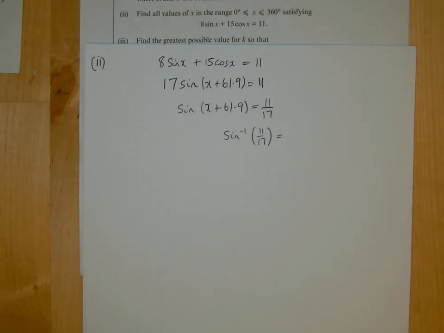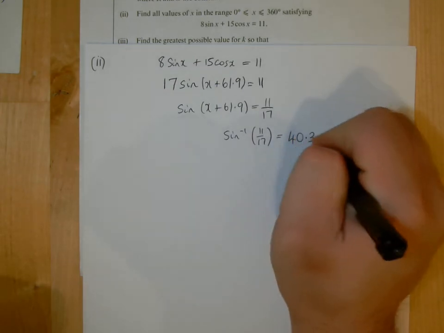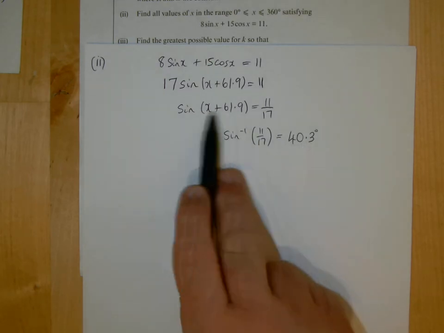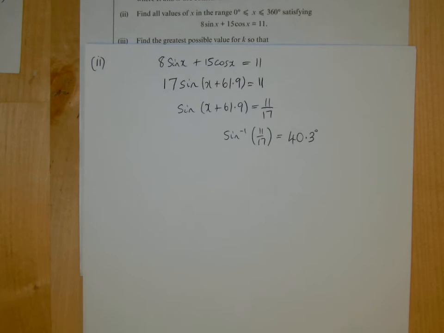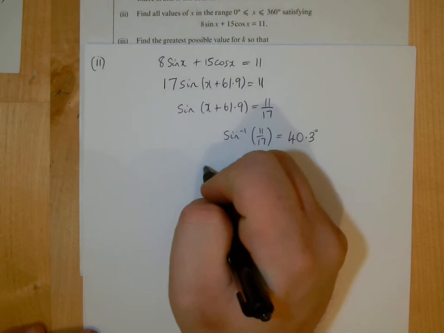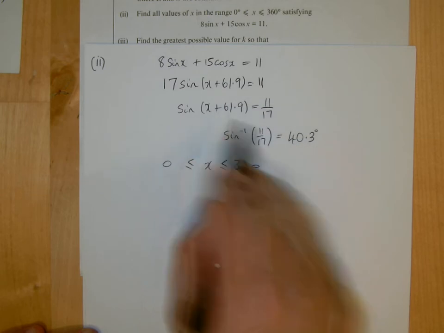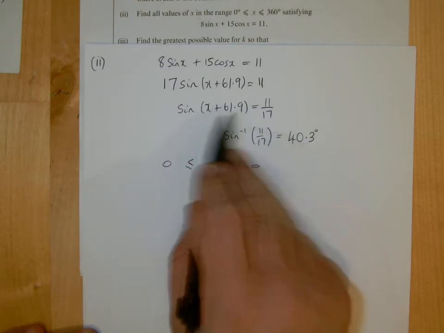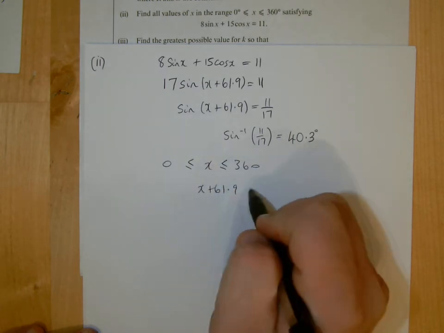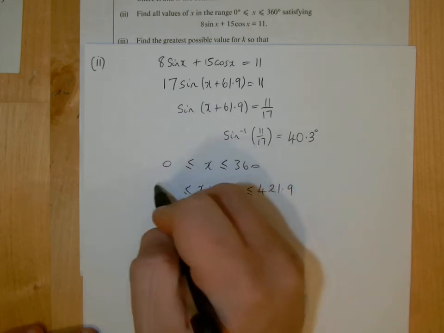So on my calculator we get 40.3 degrees. Now that's the solution for this here. Because we want to find the solution for x between 0 and 360, what I'm going to do is adjust my range. Rather than being between 0 and 360, because my solution here is based on this angle, I need to adjust this, so I'm going to add 61.9. So I add 61.9 to that, and I add 61.9 to this.